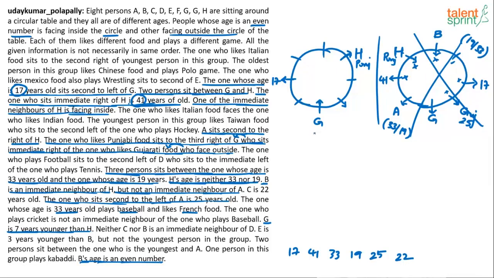Then how did I find out H is facing outwards? Because of Punjabi food. Where is that? The one who likes Punjabi food is third to the right of G. First, second, third. Who sits immediate right of the one who likes Gujarati food facing outside? Gujarati facing outside should come here. So I think this much is correct in case number 1.